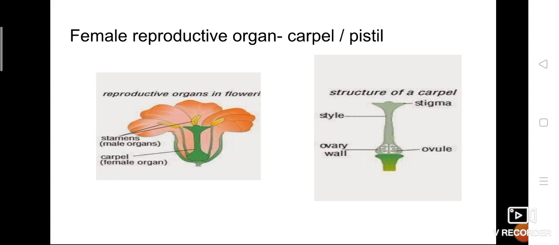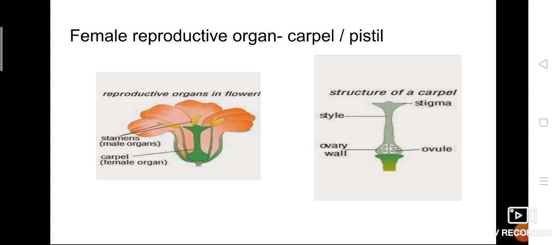Next, now we are going to see about the female reproductive organ. What is the female reproductive organ? Carpel, otherwise called pistil. So here is a flower picture. The center, the thick green part that was given, that is the carpel. The whole thing is called what? Carpel. Okay, here inside only the structure of the carpel was given. Now let us look at the structure of the carpel.